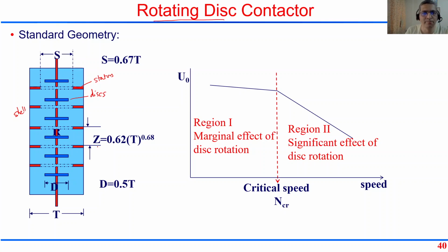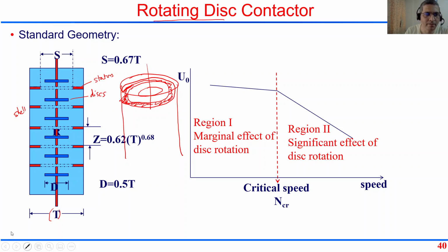There are some standard geometries that people have recommended. If you visualize the top view of this, or maybe an isometric view, this would be the outside shell. Diameter of that outside shell is T. There is a shaft that goes in, there is a disc, and there is an empty space, and this is the stator. The stator ring is like this. This is your stator ring, and this black thing is your rotating disc.